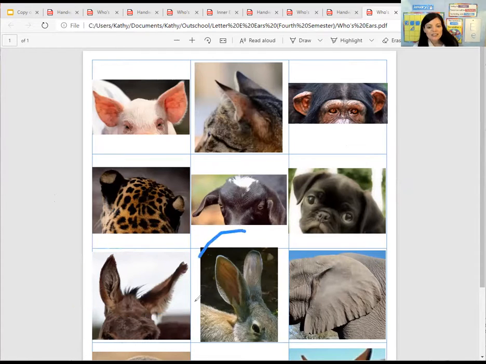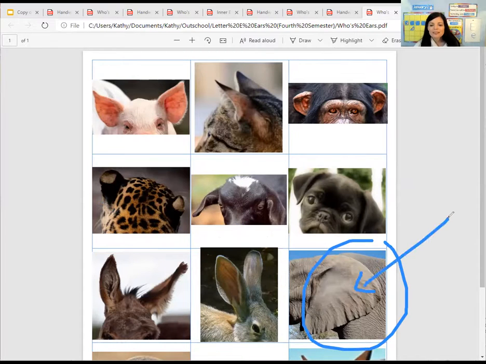What about these? Whose ears are these? Tall ears. A rabbit or a bunny. Good job. And whose ears are these? They're an elephant's ears. Nice, nice job.